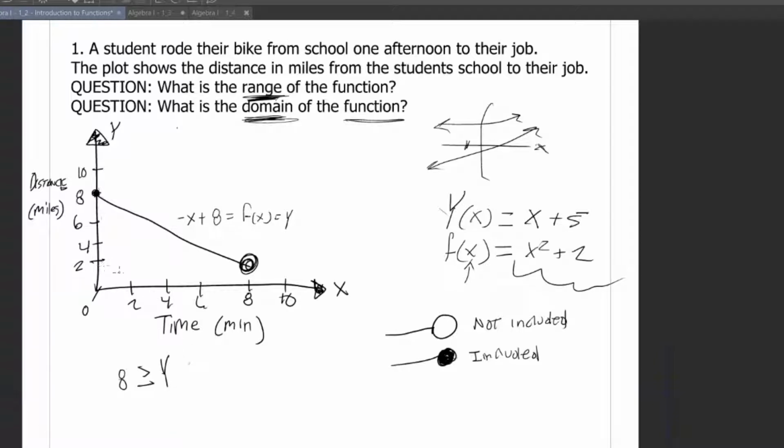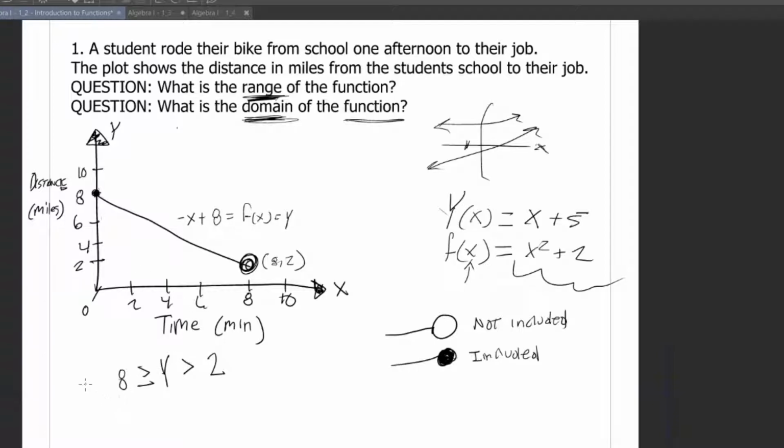But y is greater than 2. It is not greater than or equal to 2 because it's not included. This dot that is on 2 is not included in this function. So whether they walk up to 2.00001 miles away, 2 is not included.